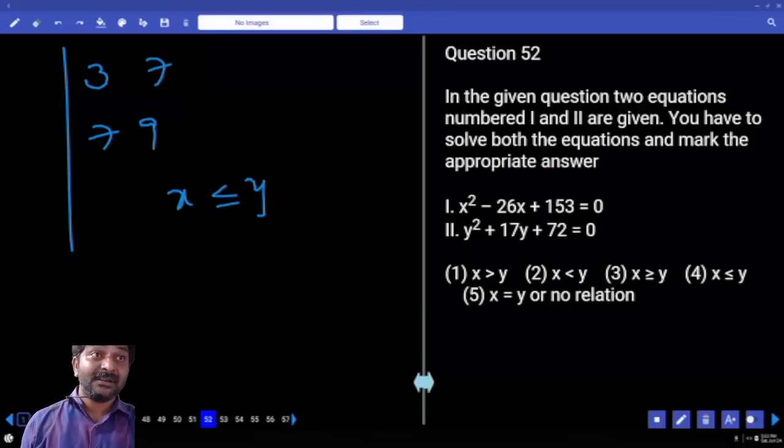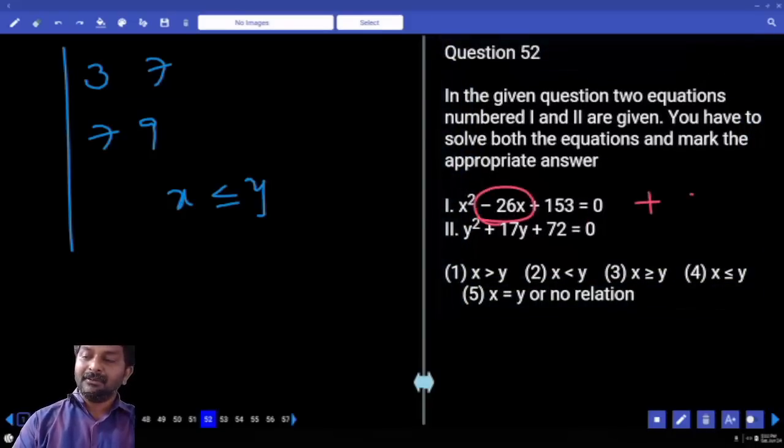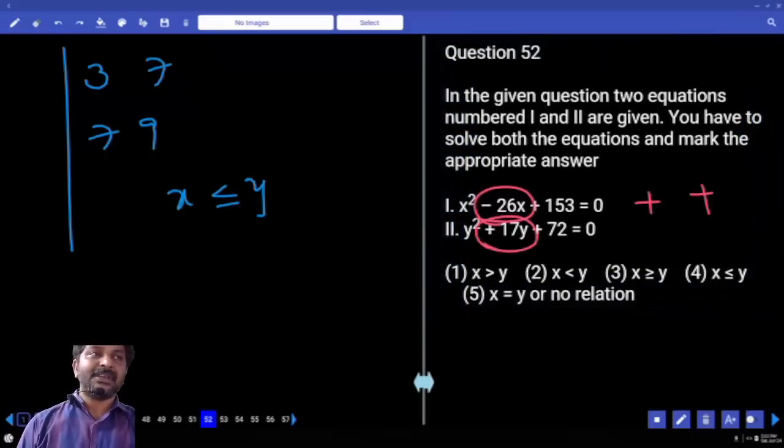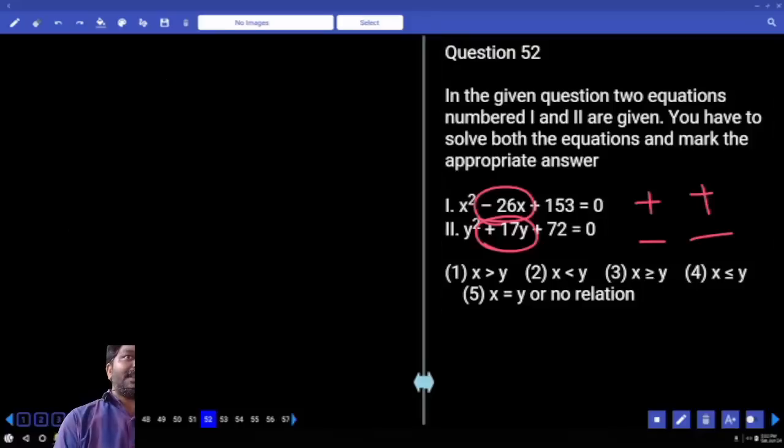Is it a free question? Yes. The C values are positive. If B is negative, for x we get both positive factors. If B is positive here, for y we get both negative factors. So x is positive, y is negative. Clearly we can say x is greater than y.